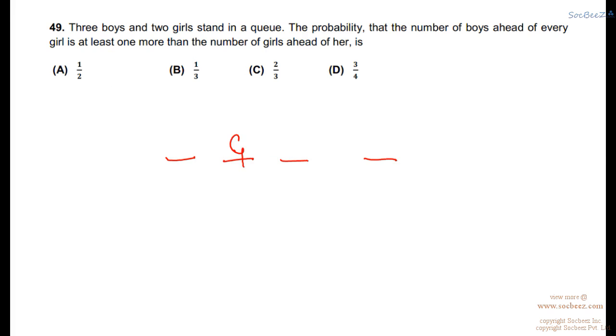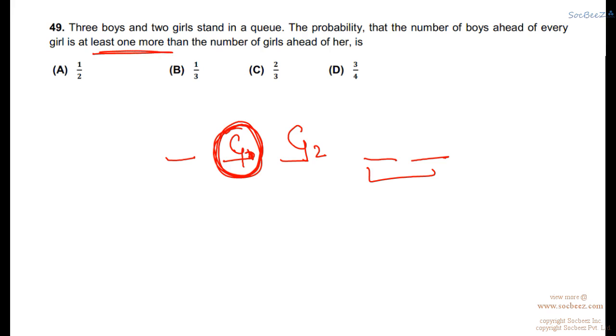Suppose if any girl is placed like this, then what is the probability that the number of boys ahead of this girl is more than the number of girls ahead of her. So suppose if a girl is here, if this is G1 and G2 is here, then these two places have to be occupied by boys. Since one girl is already ahead of this girl, the minimum number of boys should be 2 here.